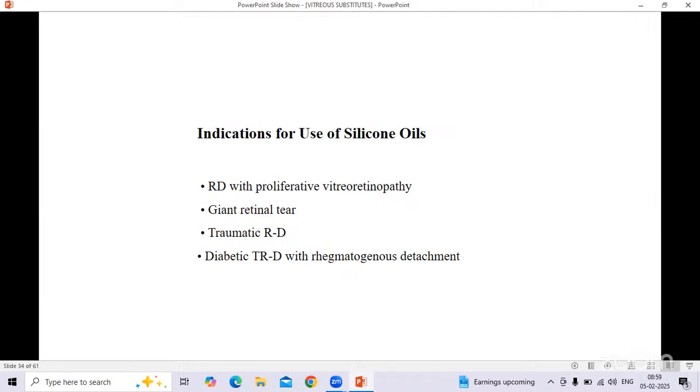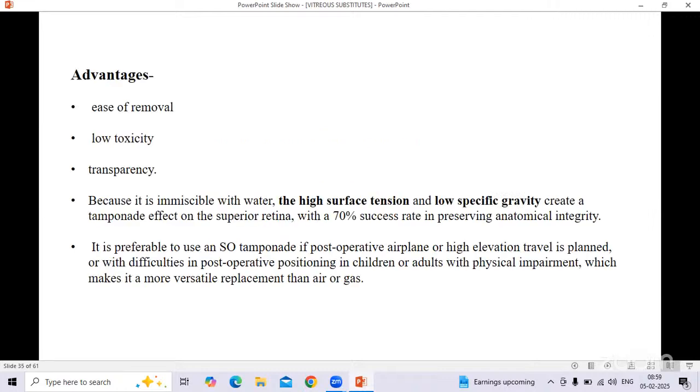Also in retinal detachment with proliferative vitreoretinopathy, they will specifically ask which grade of PVR. PVR above C3 will be the indication, C3 and below, specifically more than grade 3 PVR. It is also used in endophthalmitis.